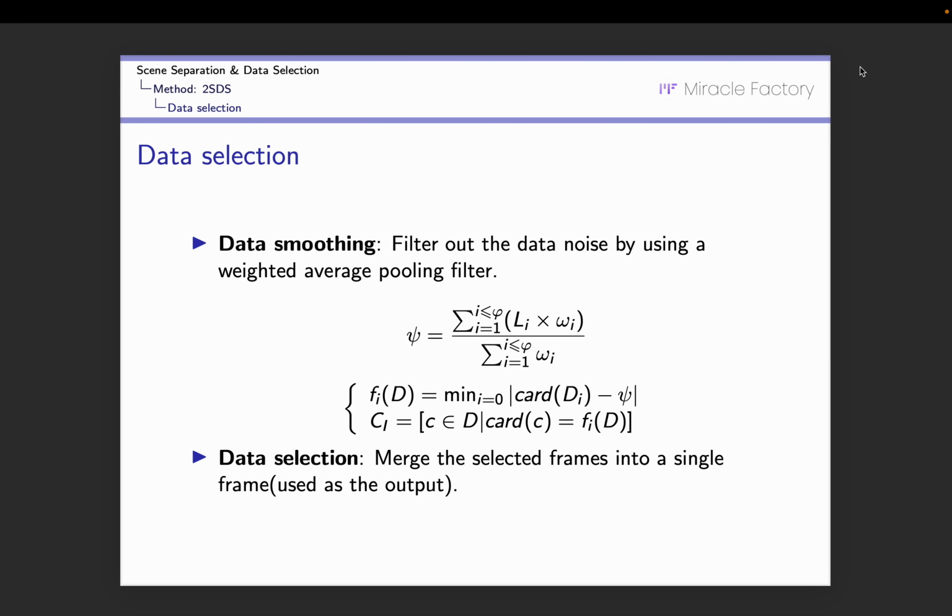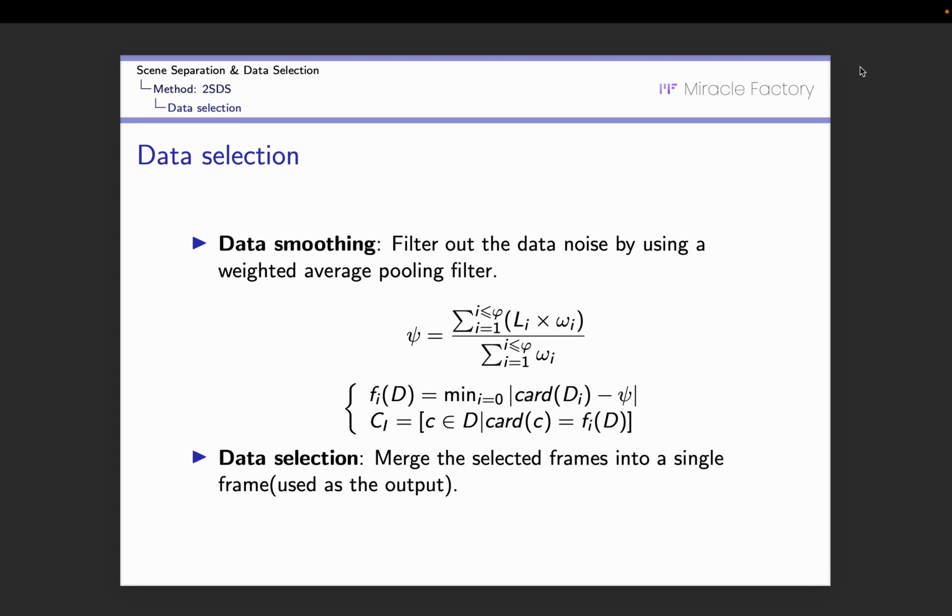So the second part of the 2SDS algorithm is of course the data selection part, and since this is not our main focus today, we're going to talk very quickly here, and we'll go through these steps. So the first step of data selection is the data smoothing procedure, which essentially is that we used a weighted average pooling filter to filter out all the data noise. So this gives us better data, cleaner data.